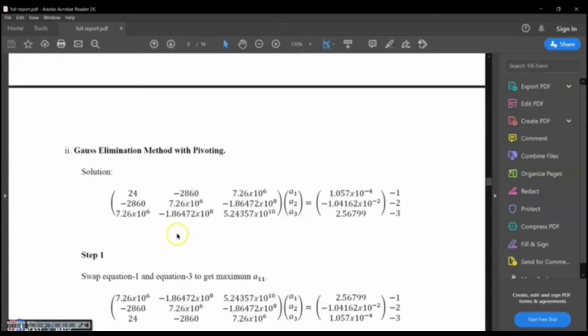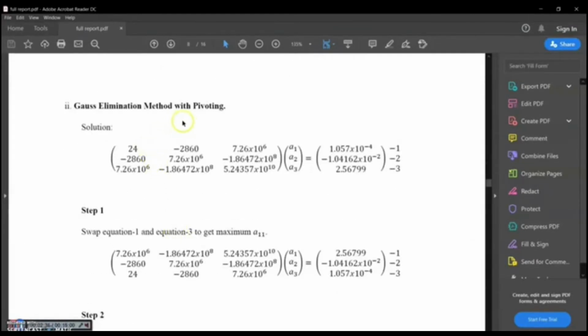Okay, for the second method, which is the Gauss elimination method with pivoting. In this method, before doing elimination, we need to swap the absolute maximum value with the minimum value, so that the maximum value is always above the minimum value. For step 1, we need to swap equation 1 and equation 3 to get the maximum A11.